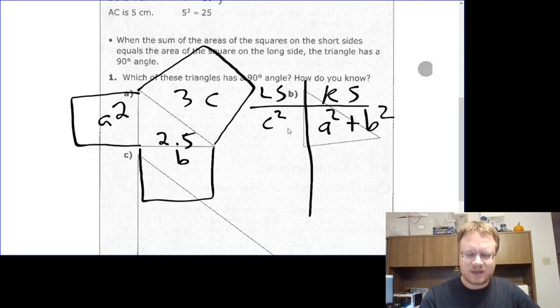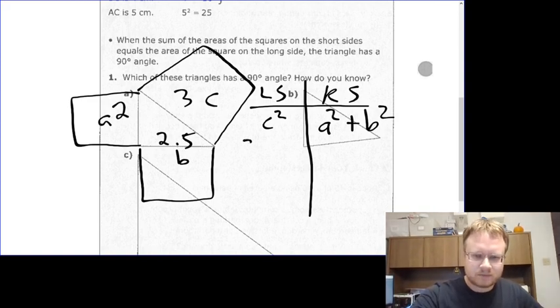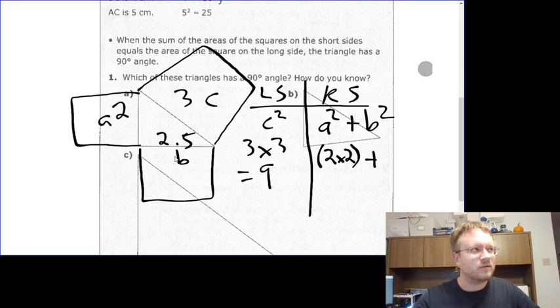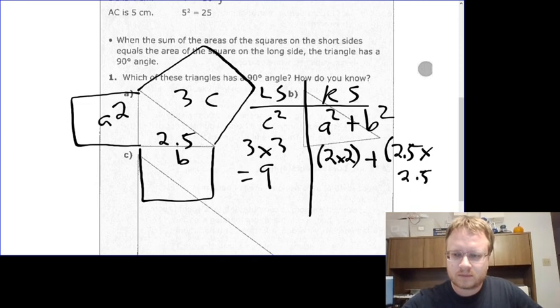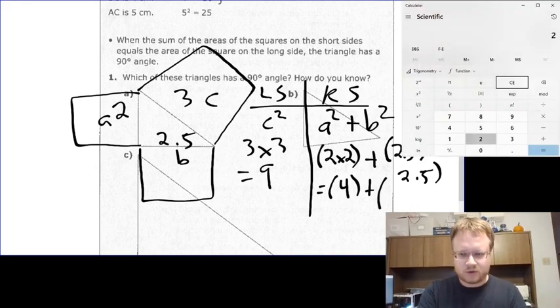So I want to figure out how big is the size of square C. Well, it's a square, so the area of a square is side times side, so 3 times 3, and that equals 9. Square A, so I'm going to do 2 times 2. And square B, my side length is 2.5, so 2.5 times 2.5. Let's use our calculator for some of this. So 4 plus, switch to my calculator, 2.5 times 2.5 is 6.25.